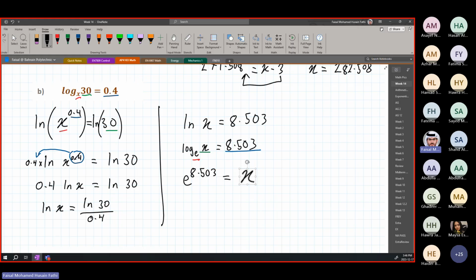This is obviously e in the calculator. You could just write this in the calculator. It's alpha. You know where pi is? It's the same button as pi, but you have to click alpha instead of shift. And then you just put a power, 8.503. And x is simply equal to 4929.535. That's it.